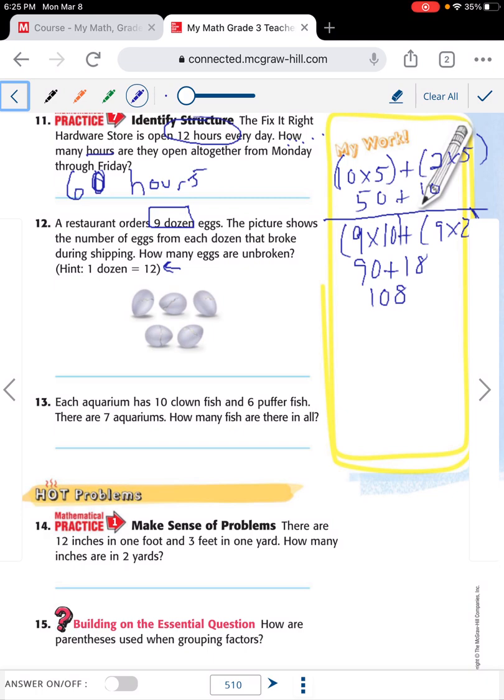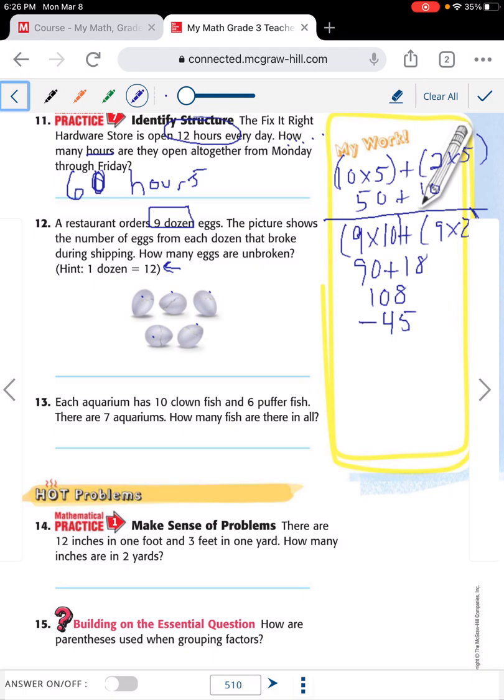Now it says, the picture shows the number of eggs from each dozen that broke during shipping. 1, 2, 3, 4, 5. Man, I would be very upset if I realized that somebody broke 5 out of 12 eggs every time. So, we know that there's 5 eggs broken out of 9 dozen. So 5 times 9 equals 45. So we know that 45 eggs were broken.